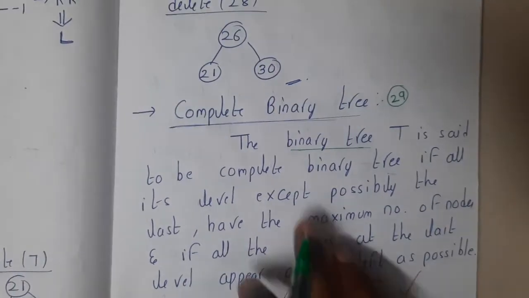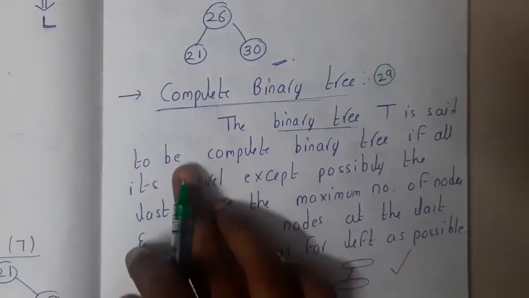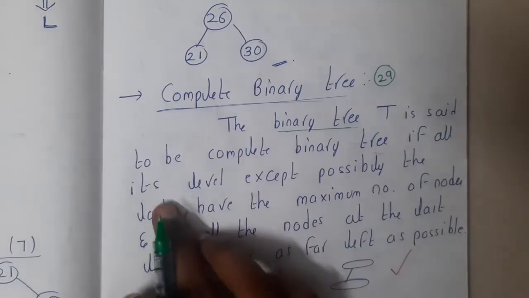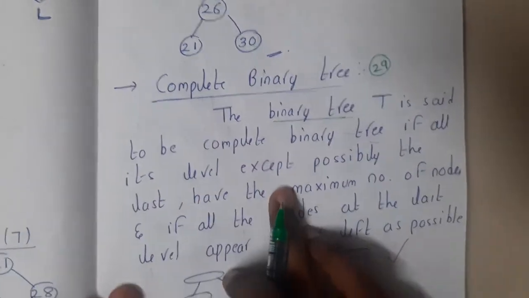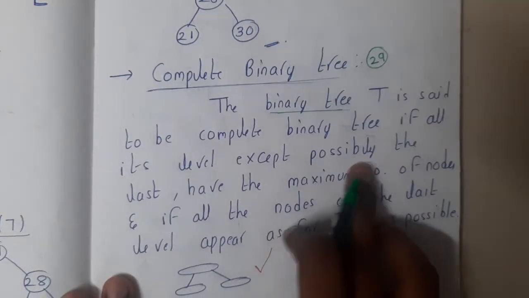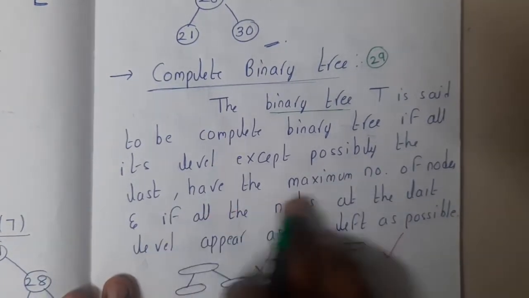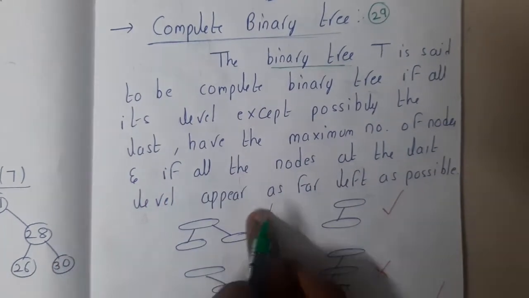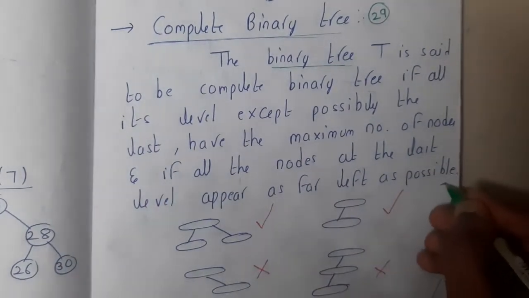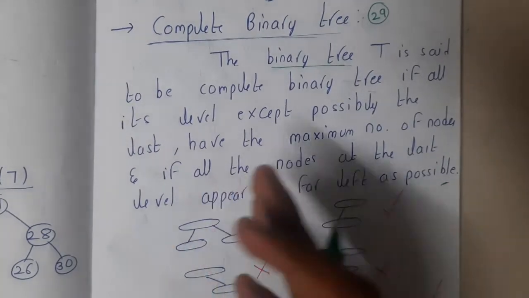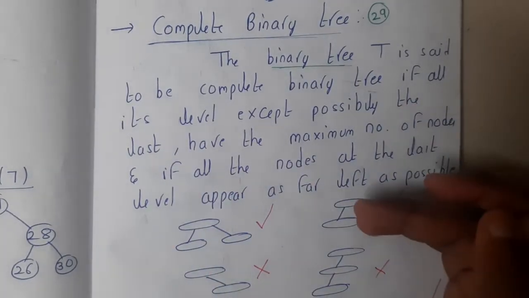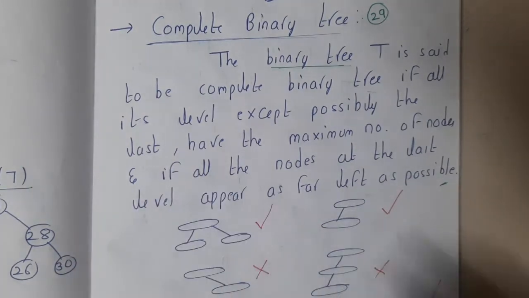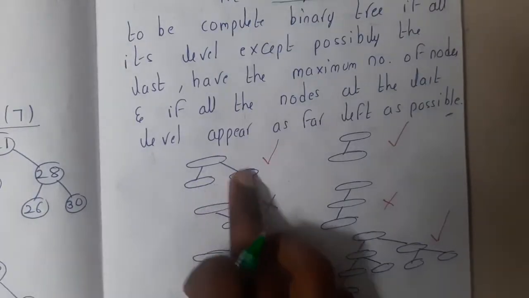The binary tree T is said to be a complete binary tree if all its levels except possibly the last have the maximum number of nodes, and if all nodes at the last level appear as far left as possible. So basically, if there are any nodes in the last level, they should be leftmost. Got it?